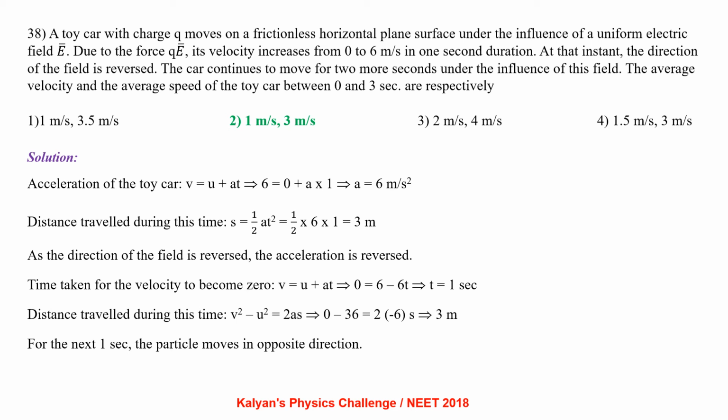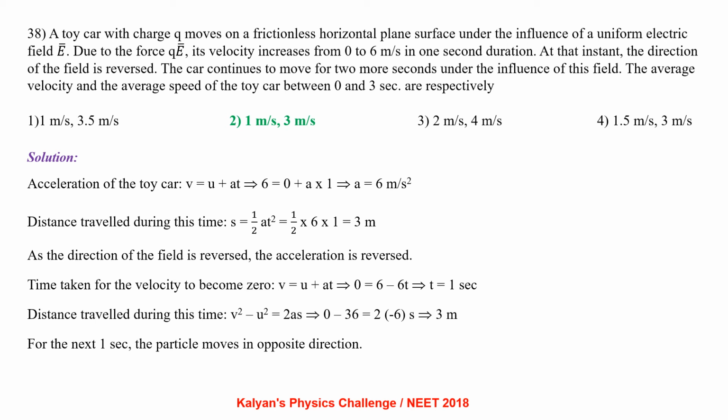As the direction of the field is reversed, the acceleration is also reversed. From this point the toy gets decelerated, so its velocity keeps on decreasing and ultimately becomes 0. So time taken for the velocity to become 0 is from v equal to u plus at again. It is 0 equal to 6 minus 6t, which comes out to be 1 second. Distance traveled during this time, v square minus u square equal to 2as, comes out to be 3 meter.